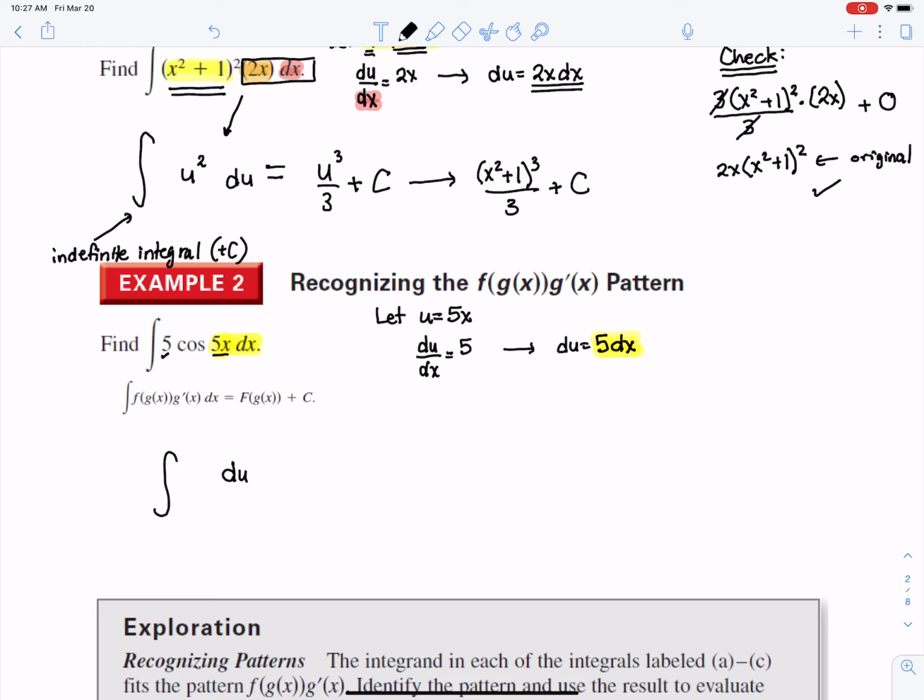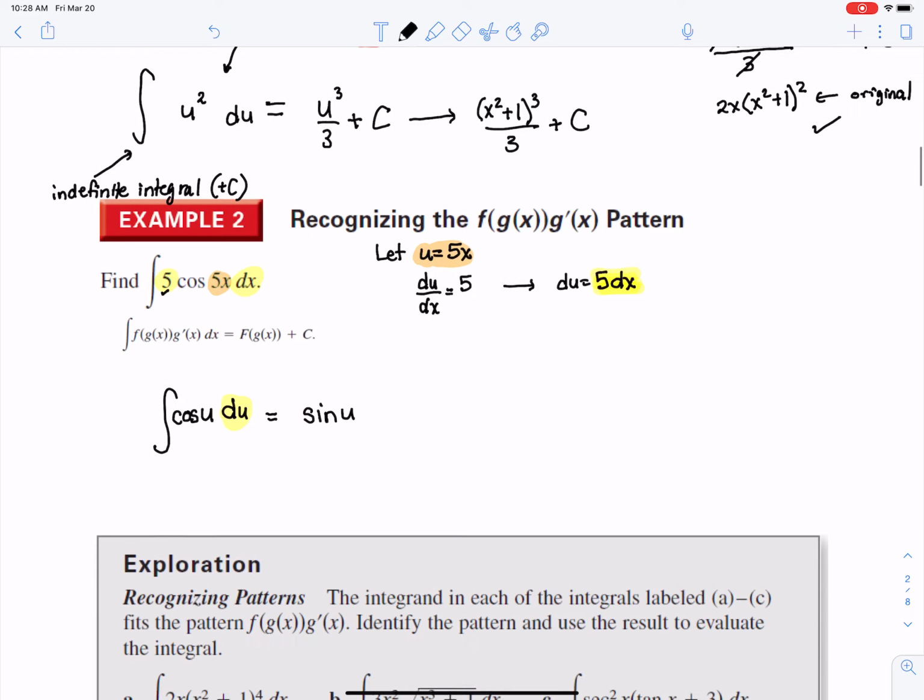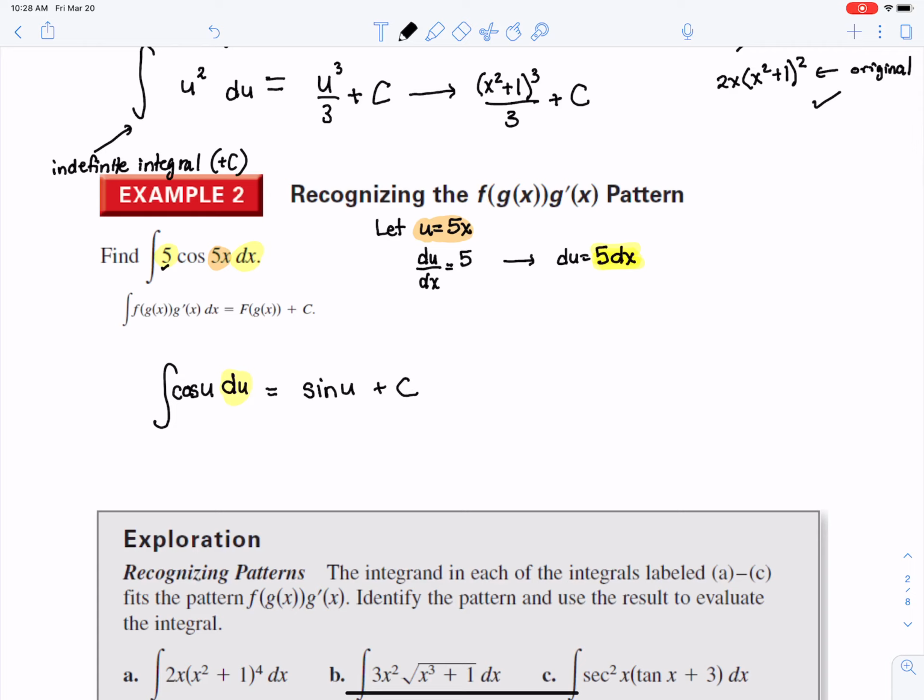And then my integral, the stuff in yellow should be the 5 and the dx gets replaced with a du, which is in yellow. The 5x gets replaced with u, and the cosine is just sort of an outer function that I can take an antiderivative of. So this is cosine u du. I take the antiderivative of cosine, which we know is a regular rule. So the antiderivative of cosine is sine of that u, and then we add our arbitrary constant.